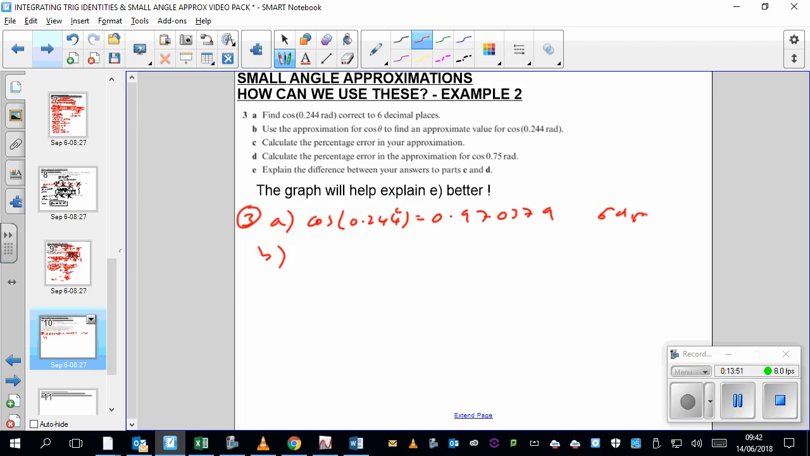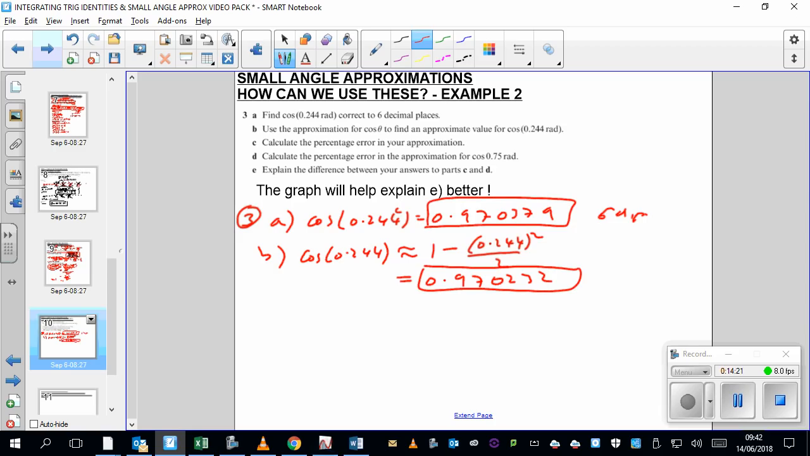Okay, cool. It says use the approximation for cos to find the approximate value for the same thing. So cos 0.244 is approximately equal to, remember, 1 minus x squared over 2. So 1 minus x squared over 2, which is the same as, so 0.244 squared divided by 2, 1 minus that answer, 0.970232. So pretty close. That's the real one, but remember your calculator is actually just using an infinite Maclaurin series. So your calculator is also an approximation you need to remember, but a better approximation than what we've got because it's got a lot more terms in it.